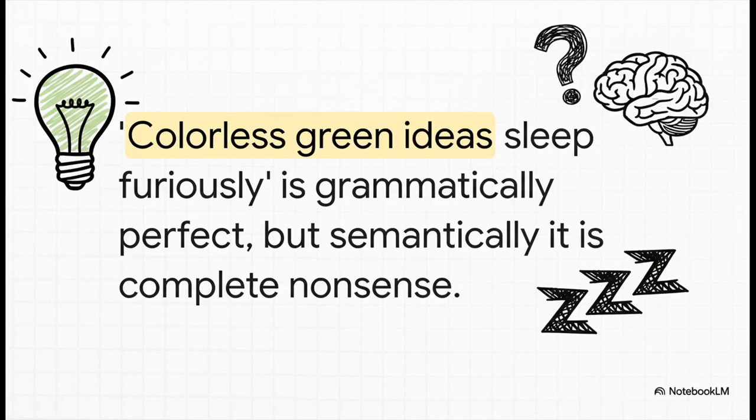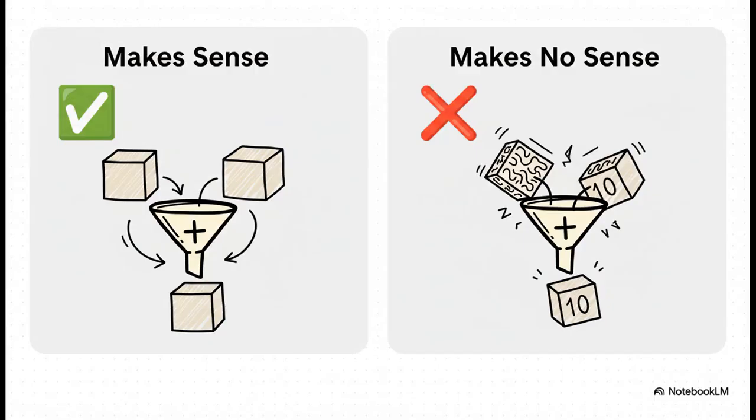Colorless green ideas sleep furiously. Listen to it. Every single part of that sentence is in the right grammatical spot. You've got your adjectives, your noun, your verb, your adverb. The syntax is absolutely perfect. But the meaning? It's complete and utter gibberish. That's a semantic failure.